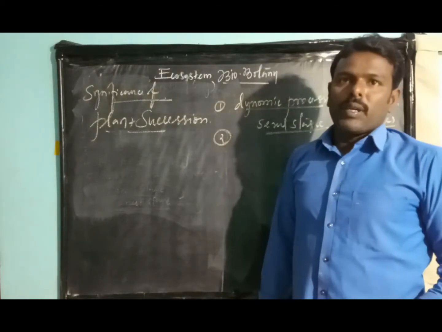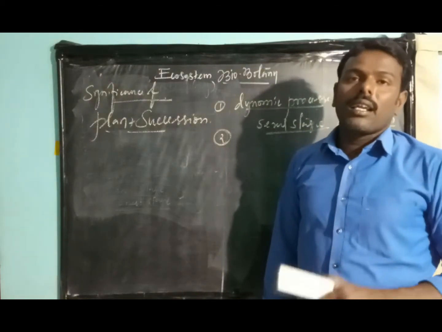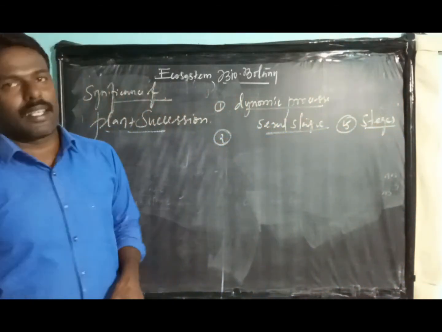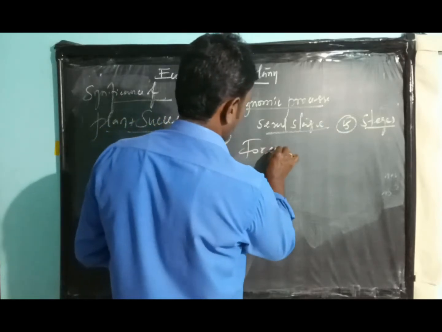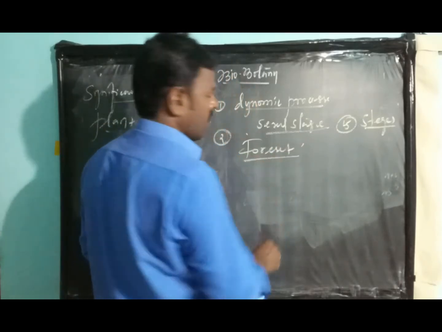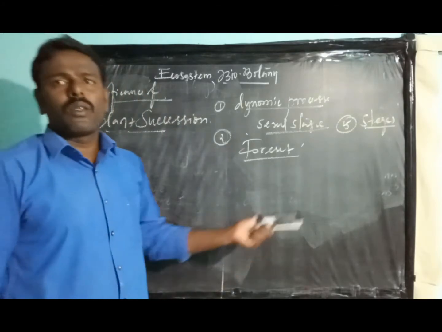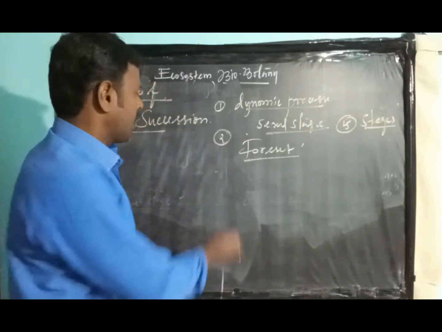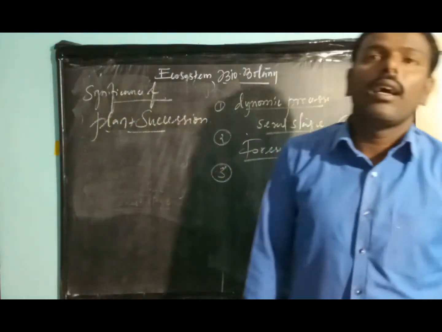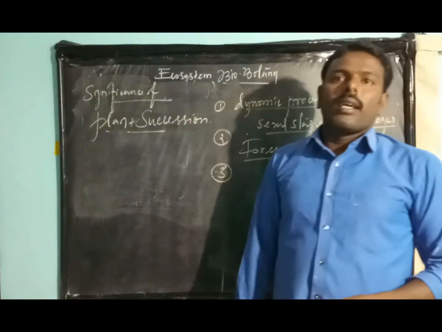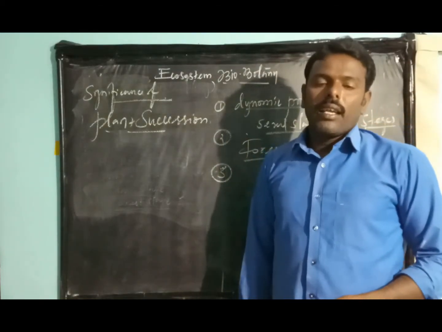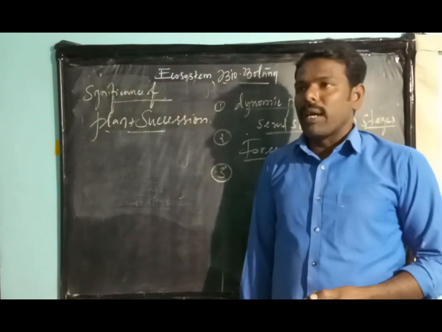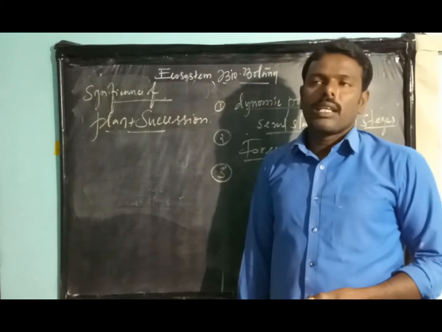the knowledge of plant ecological succession is helpful for the control of growth of one or more species of the forest. Then the third one is that the knowledge of succession is helpful so that a dam can be protected by preventing siltation.